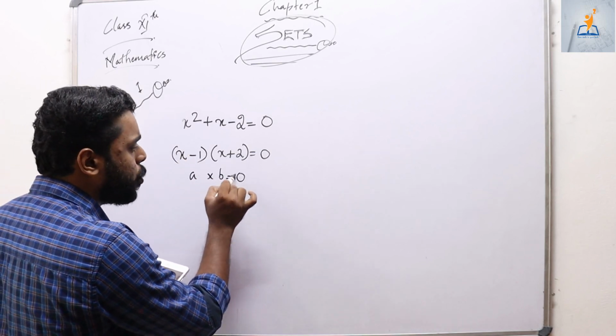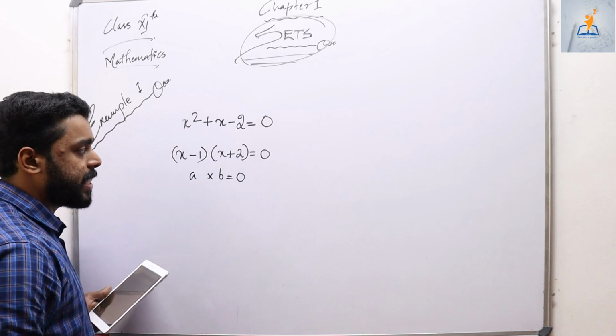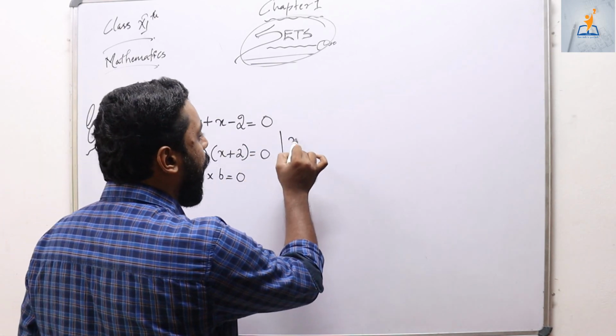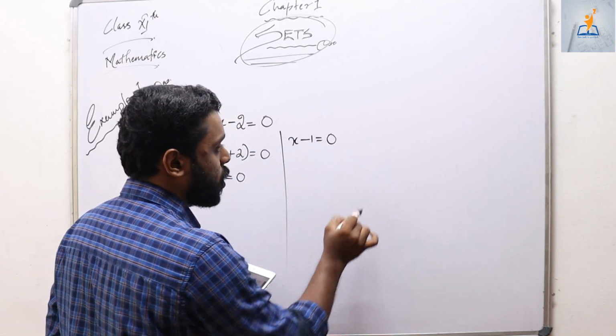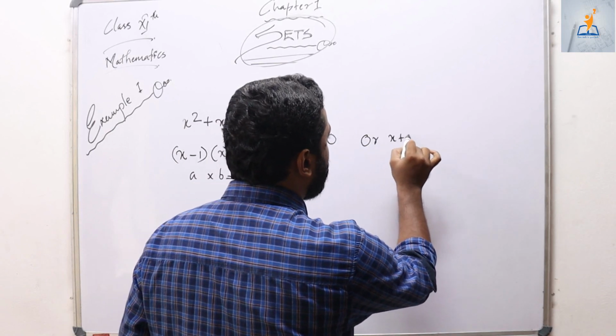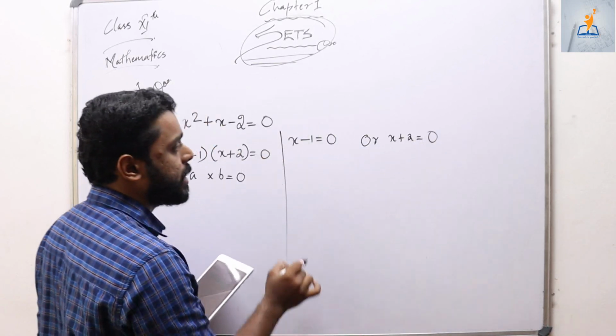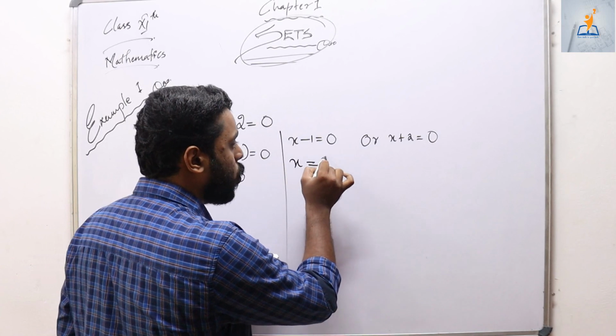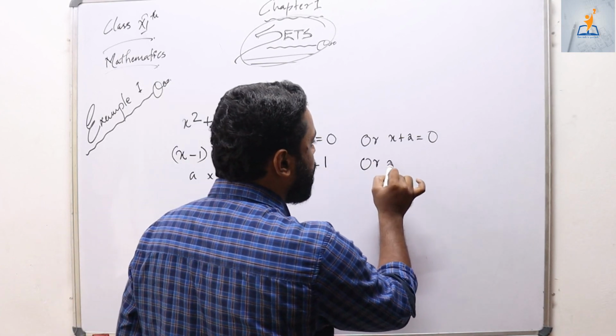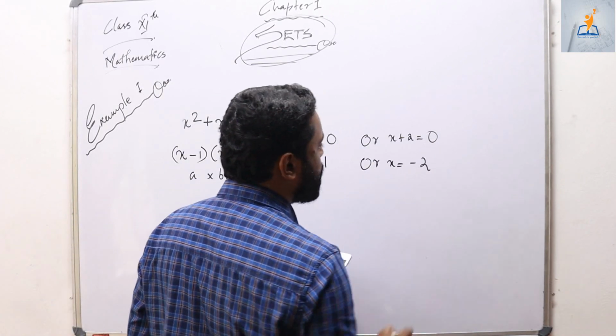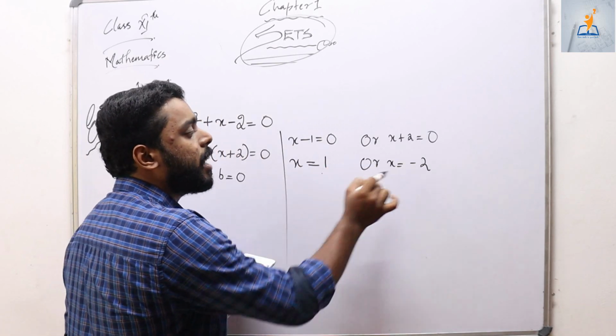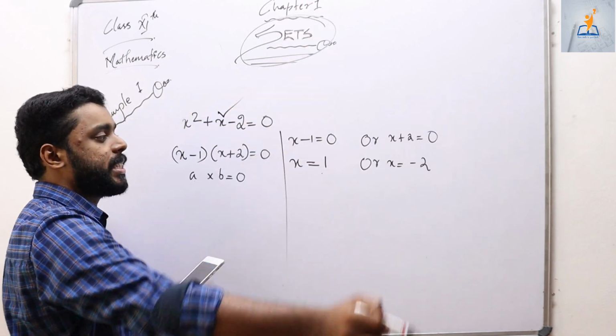This is of the form a into b is equal to 0. A product is equal to 0, which means that either x minus 1 is equal to 0 or x plus 2 is equal to 0, isn't it? Which means that x is equal to 1 or x is equal to minus 2 is the solution set. So 1 and minus 2 is the solution of this equation.